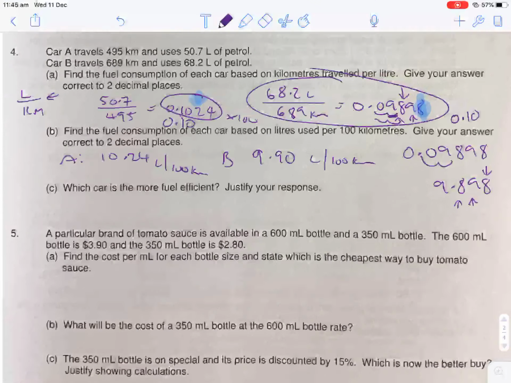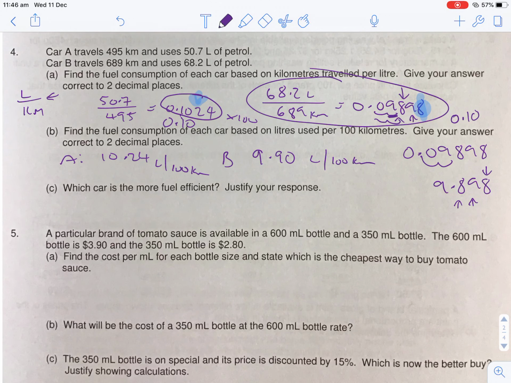And we should always show our units, so get into the habit of doing that. So again, as we originally said, car B is in fact more fuel efficient. And justifying it is the maths that we've done in the previous step. Okay, we might stop there.